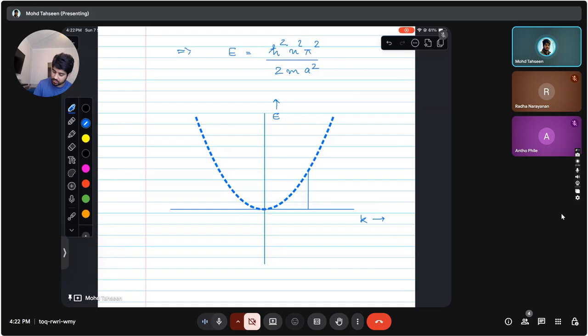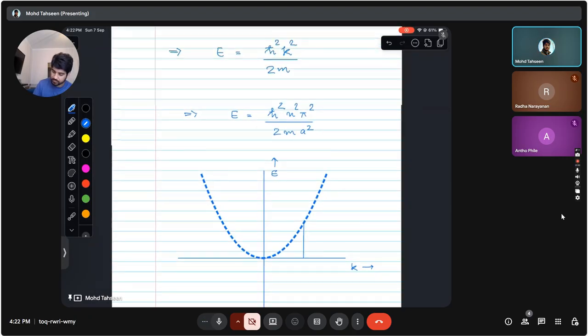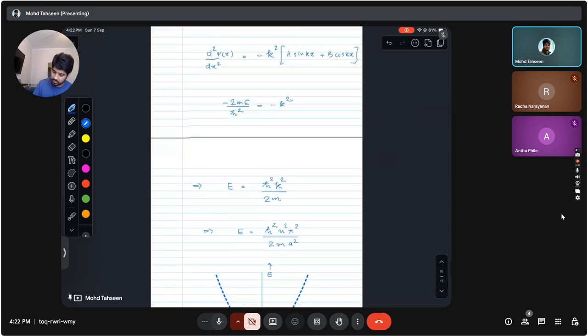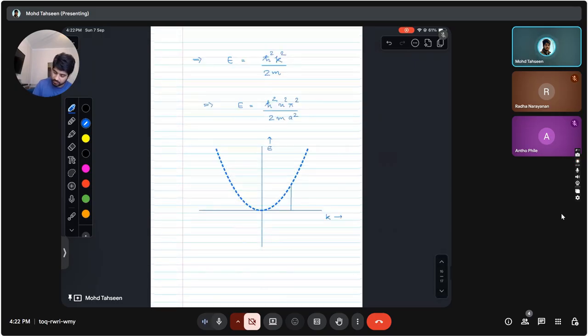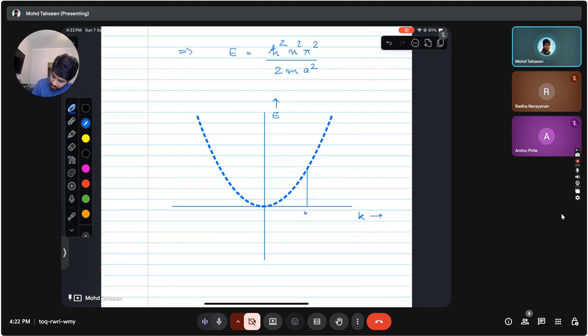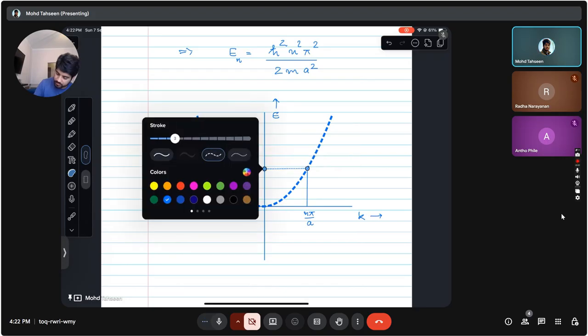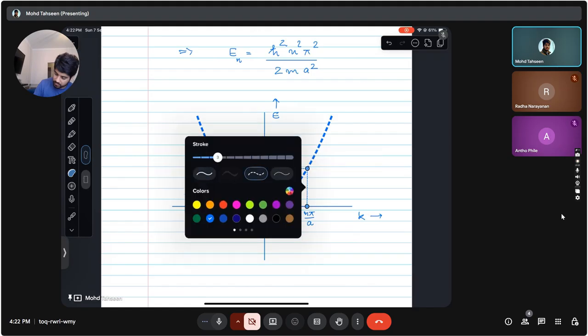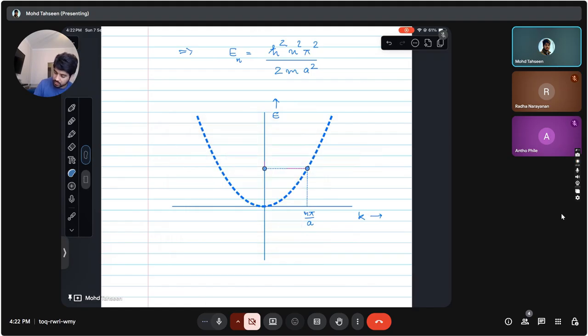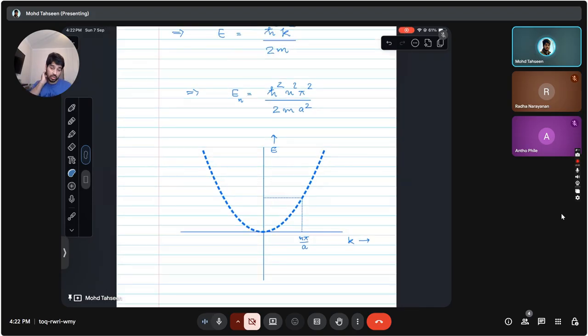Any general k here would be of the form n pi by a. This would be n pi by a for some n, and the energy corresponding to that would be this. Let me call this En, and this would be En for this energy. So this is the effect of quantization, confinement. Confinement leads to quantization.